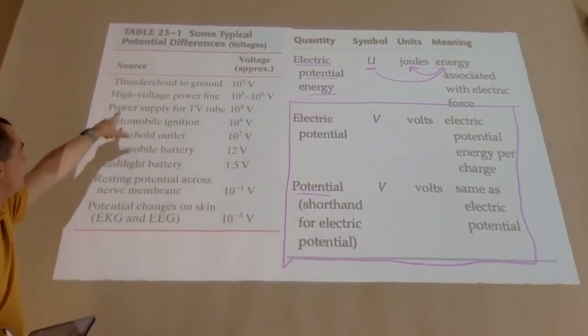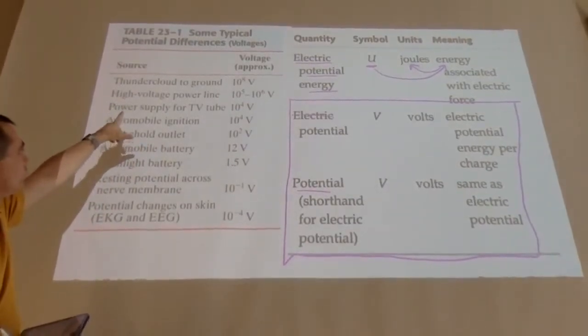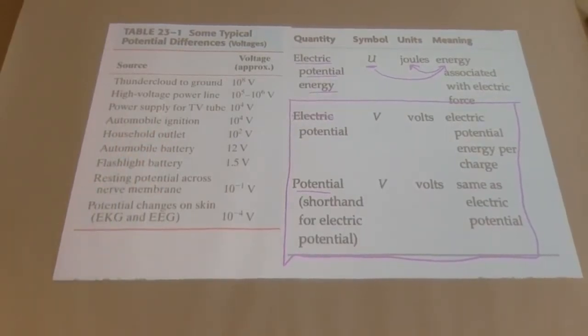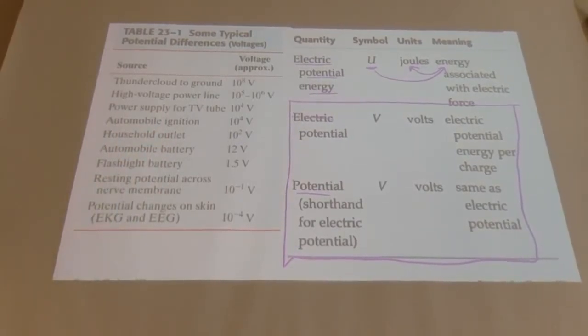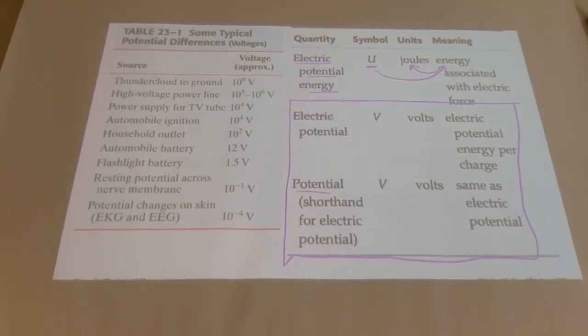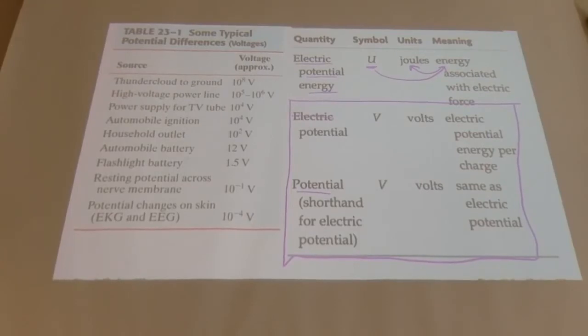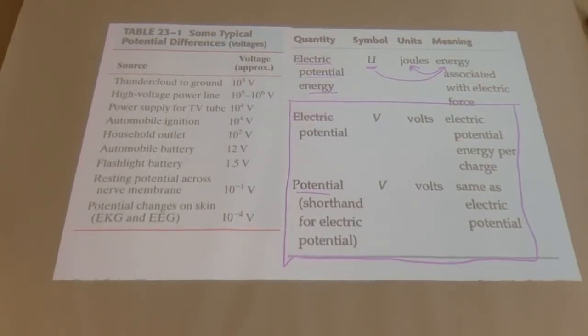Until we get all the way up to the top, thundercloud to ground, which results in lightning. Lightning happens because there's charge moving from a very high potential to a very low potential, and you can see the difference in potential there is 10 to the 8th volts, which results in quite the current flow, or charge flow, from clouds to ground, which is kind of sad, scary, and exciting. A little exciting to watch, but scary, okay?